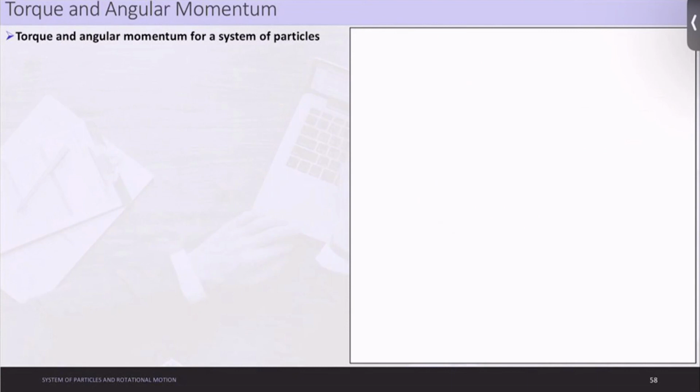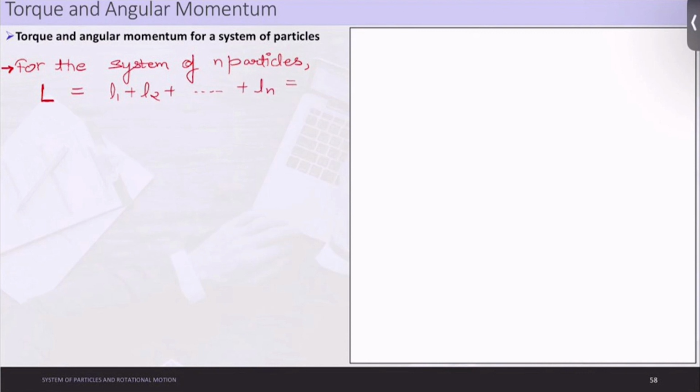Okay, so to get the total angular momentum, first of all, let us try to calculate total angular momentum here. So total angular momentum for the system of n particles, we can write this capital L is equal to L1 plus L2 and so on till Ln. Correct? Which can also be written as equal to summation Li, i is from 1 to n. Clear?